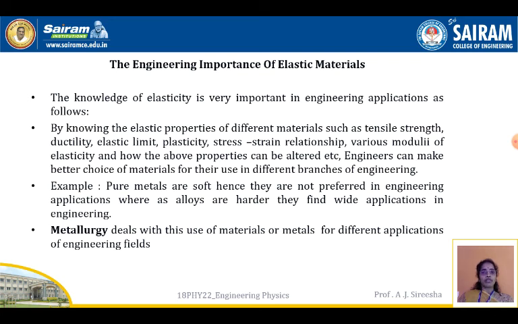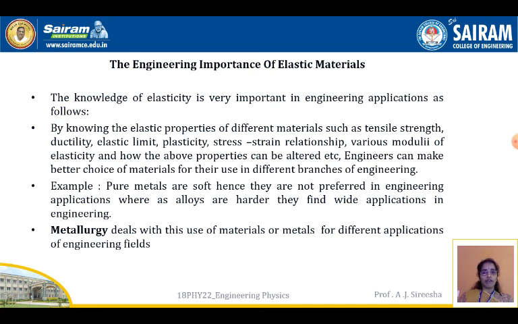Here we have seen different material properties. Tensile strength: how much load a material can hold, like a wire in a crane. Ductility, elastic limit, plasticity, stress-strain relationship. Once we know the type of material and its characteristics, that metal can be used in a better way for the applications. Next, we can see the examples.